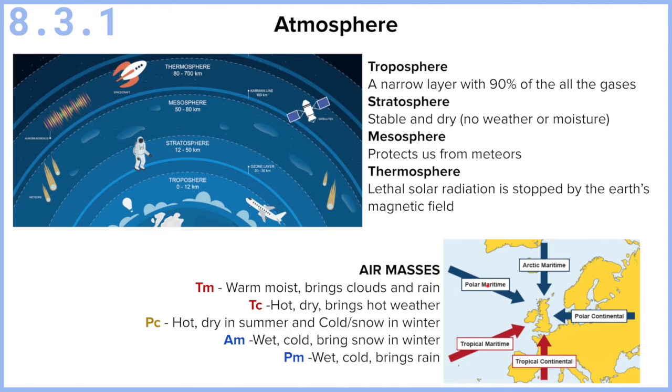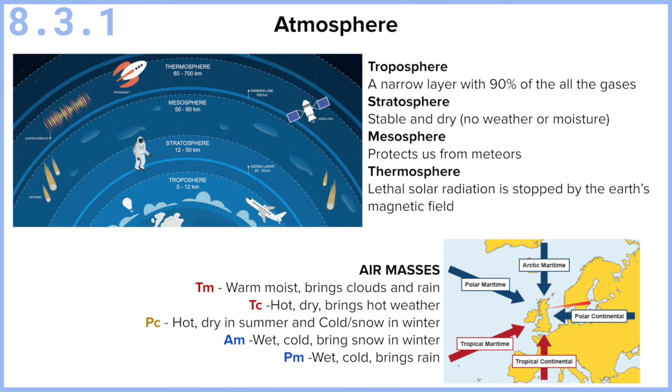And polar maritime brings us wet, cold conditions. It also brings us a lot of rain. The next one is coming from the north moving south, and this is the Arctic maritime. This brings us wet, cold weather, and it'll also bring us our snow to the northern half of the UK, so Scotland and northern England during the winter.